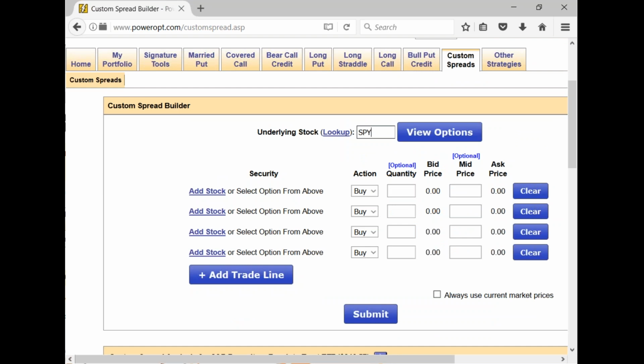We use SPY because we know that the S&P 500, SPX and SPY, would tend to follow the general market. But let's look at something different, okay? I'll use the VIX, but we're going to do something different.